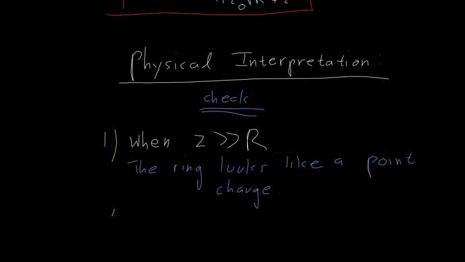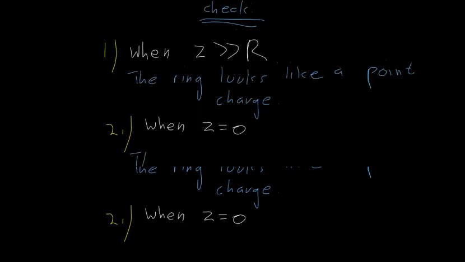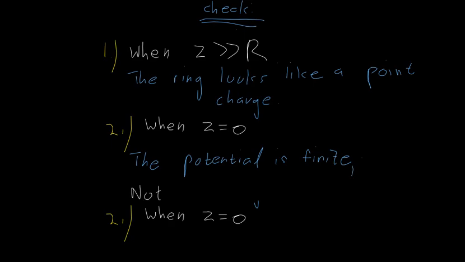Okay, number two is when z is equal to 0. When z equals 0, that's also important. The potential will then be finite. The electric potential is finite then. In other words, it gives us a number. It's finite, and not infinite.